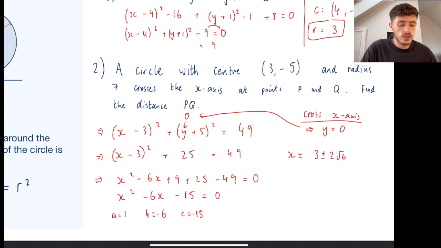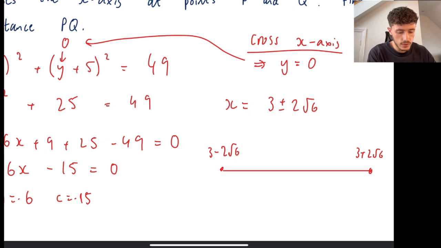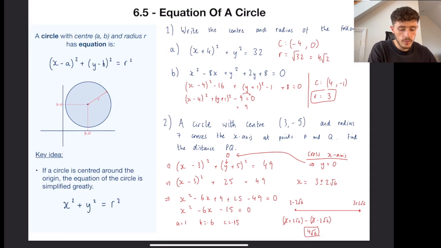Now the question is asking, find the distance between P and Q, those 2 points. So because both of these are on the x-axis, you can imagine it like this. We're going to have 3 plus 2 root 6 that way, and 3 minus 2 root 6 on the left-hand side. So all it takes is 3 plus 2 root 6 minus (3 minus 2 root 6). So these two 3s are going to cancel, and the double negative is going to give us a final answer of 4 root 6, and that is our final answer. Hopefully that makes sense. Any questions, let me know down below.